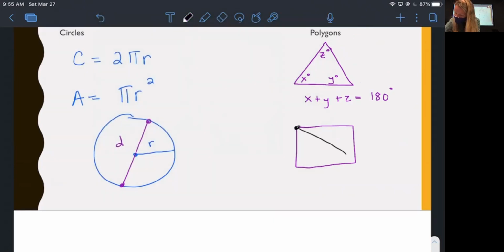Well, start at a corner. How many triangles do you have? 2. So this is 180, this is 180. So the 4 angles would add up to 180 plus 180, which would be 360.